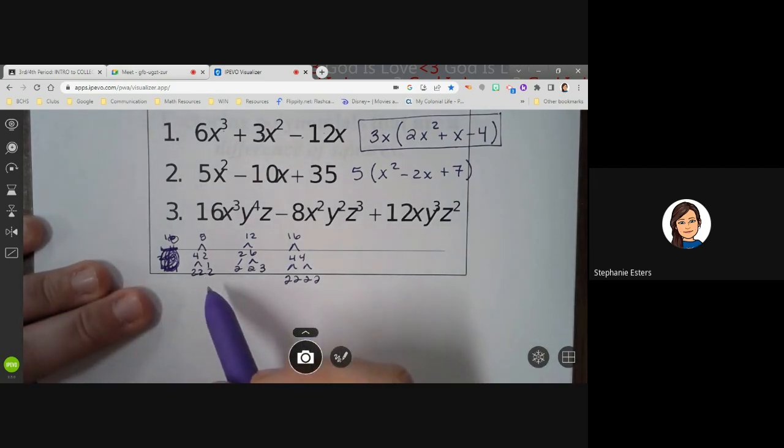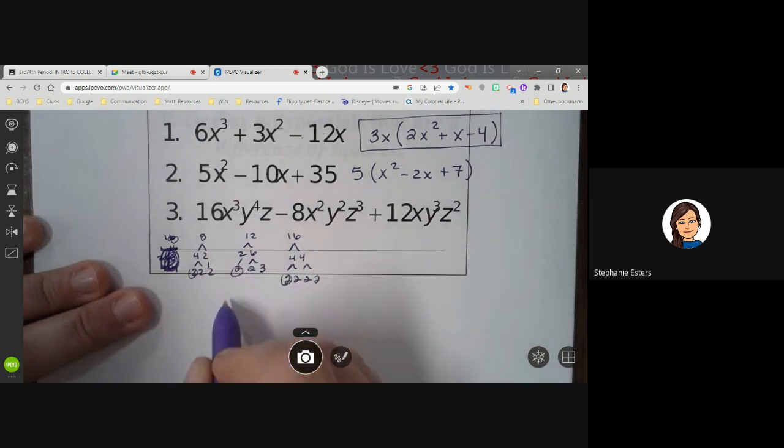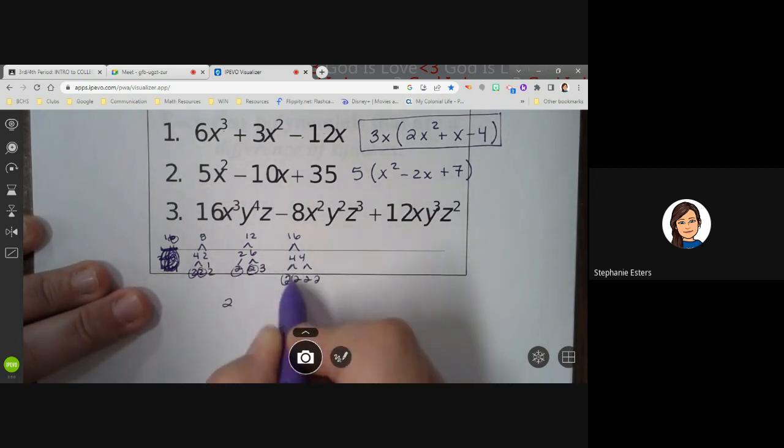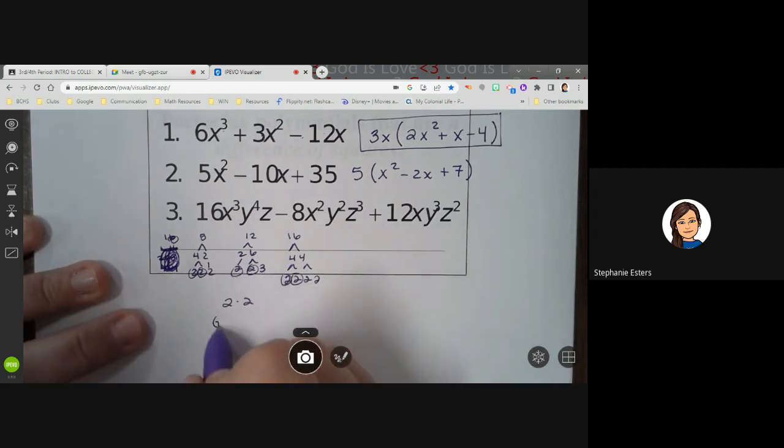So here's the prime factorization of each of these numbers. To figure out my GCF, it's what they have in common. So each one of them has a 2, another 2, and that's all they have in common. Because now, see, this only has 1, 2, but this only has 1, 3. There's nothing else that they have the same. So my GCF is 2 times 2, which is 4.